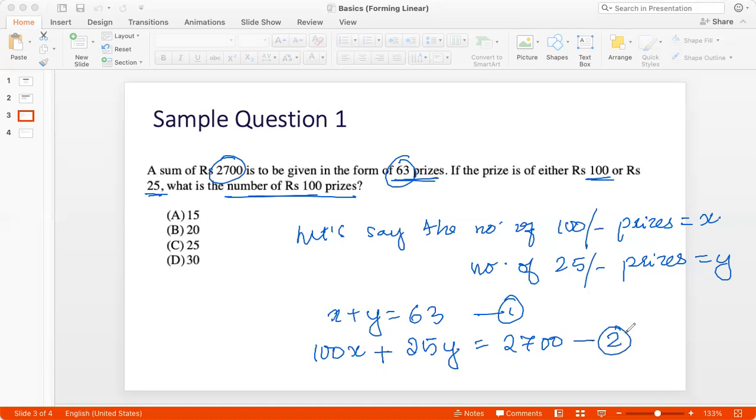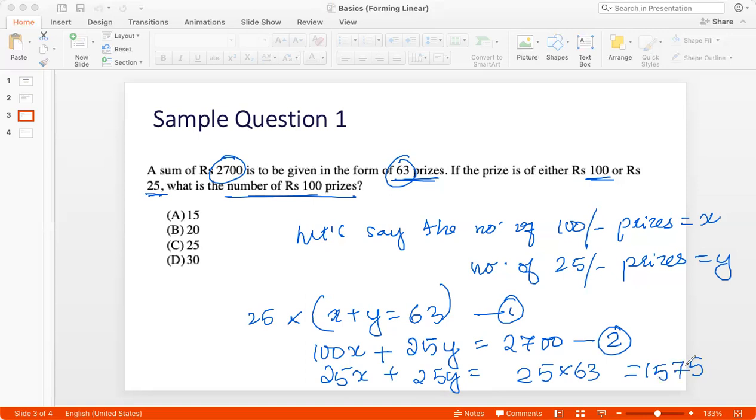And so now I have two simultaneous equations in variables X and Y. How can I solve them? I can multiply this equation by 25, and that would help me get 25y. So then I could subtract the two equations and solve from there. So when I multiply this by 25, I get 25x plus 25y is 25 into 63, which is 25 3s are 75, carry 7. 25 6s are 150, 157, 1575, right?